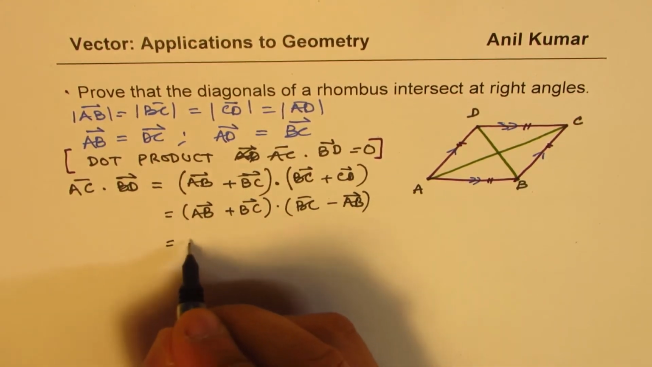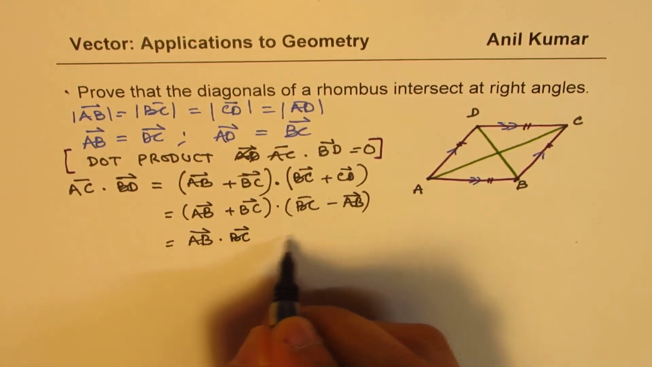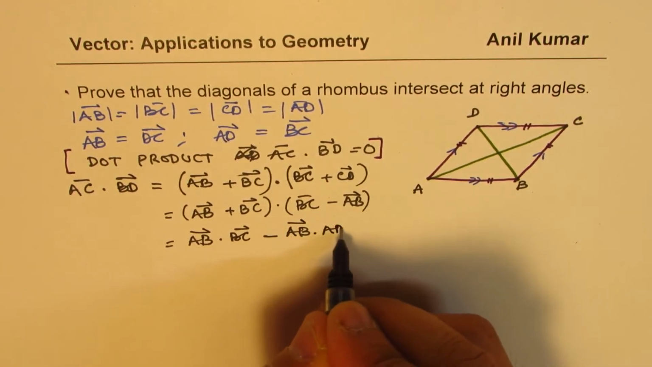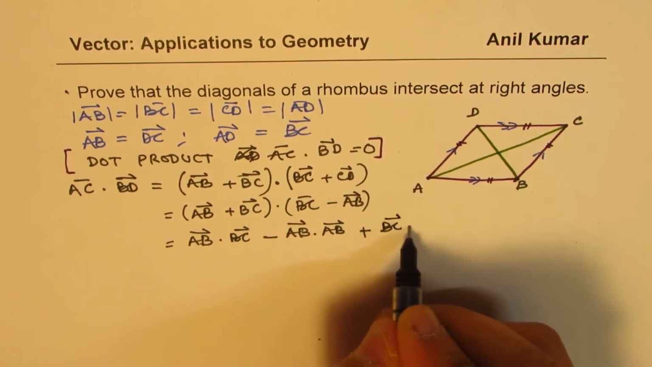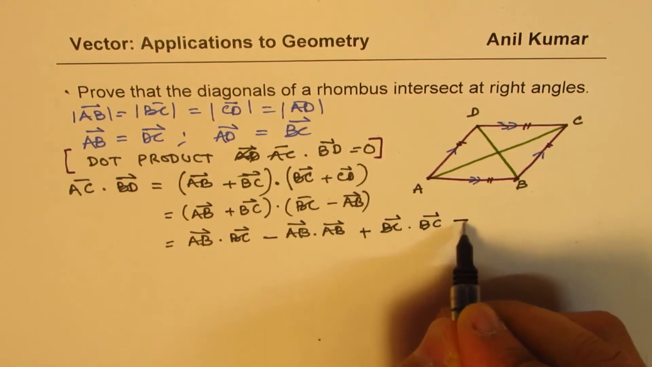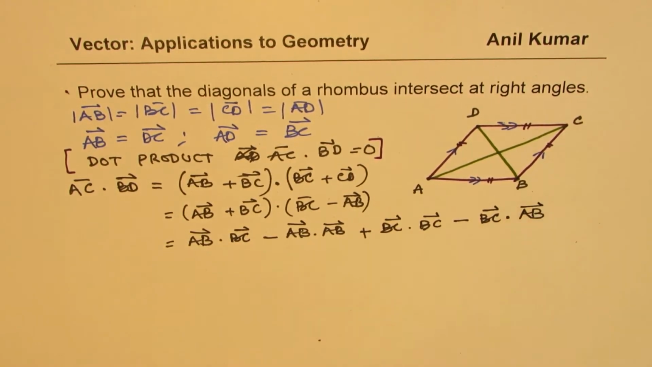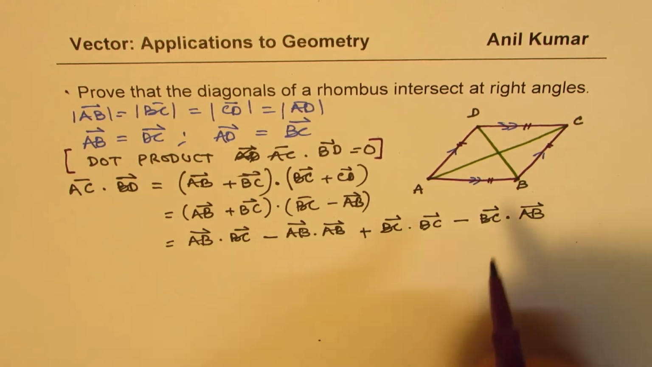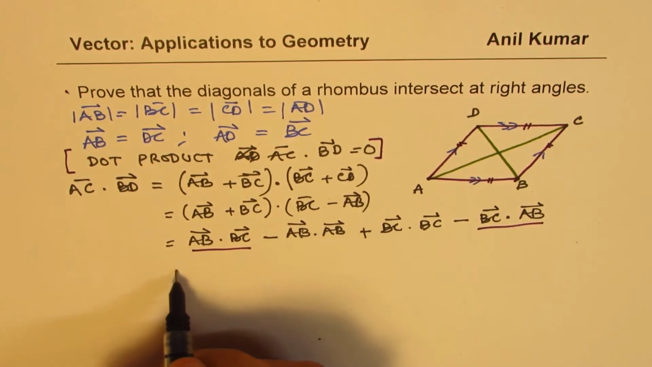Now let's expand. So we have AB dot BC, and then minus sign AB dot AB. With BC, we have plus sign BC dot BC, minus sign BC dot AB. Correct? Now AB dot BC and BC dot AB is one and the same thing, so they cancel out. All right, they cancel out. So you are left with these two, which I'm going to rewrite.